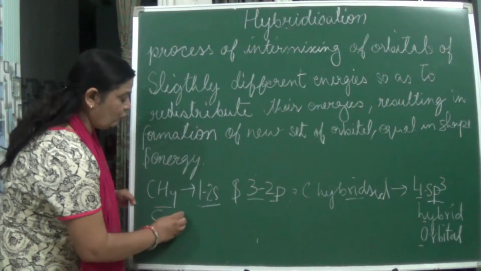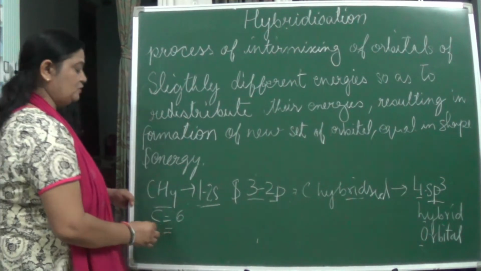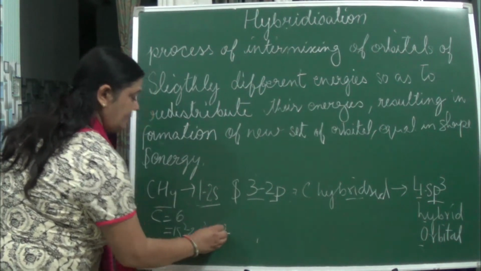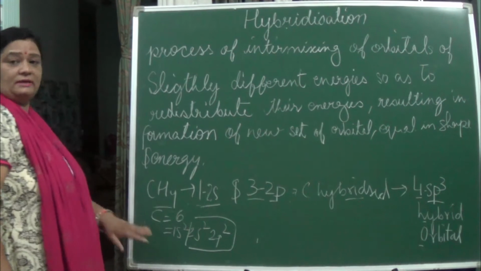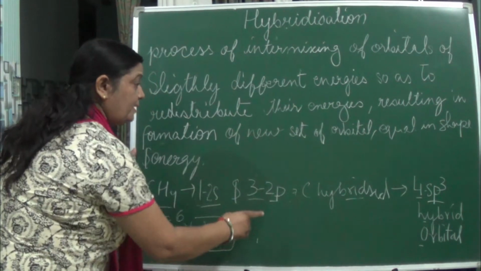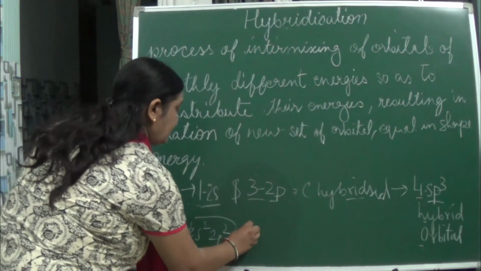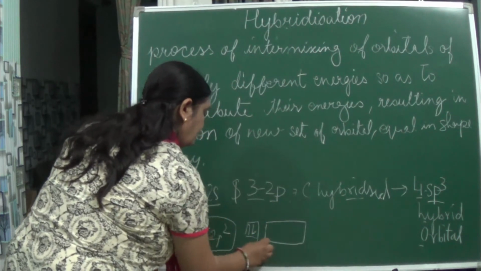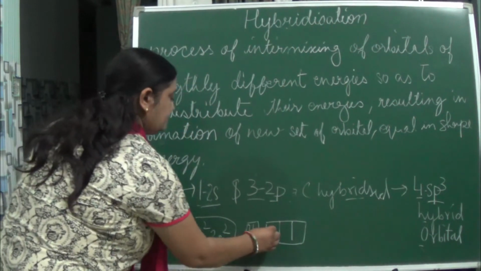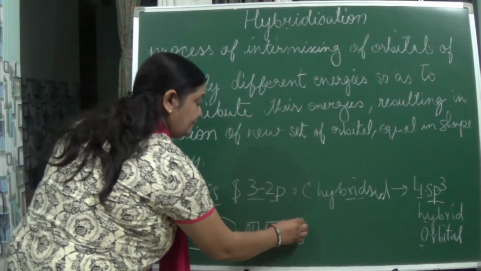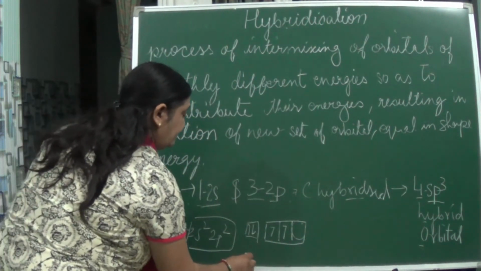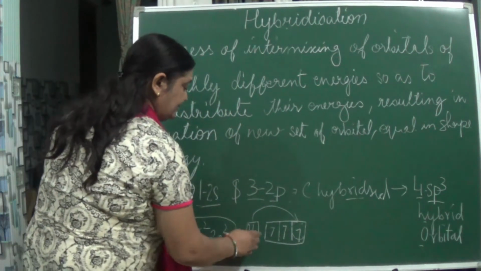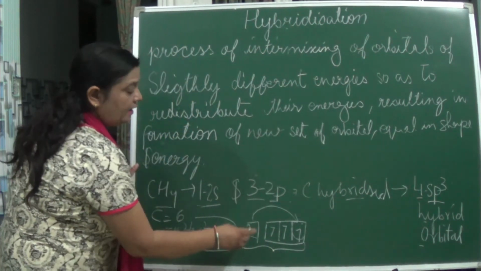How does it come about? Carbon has atomic number 6, so its configuration becomes 1s2, 2s2 and 2p2, isn't it? Taking the last one, this is in the ground state. When it forms the hybrid orbital, see what happens. In the ground state, 2s2, and p has 3 orbitals, so 1 and 2, and this one is empty. But what happens in the excited state? This electron moves over here, isn't it? And now this is the hybrid orbital.